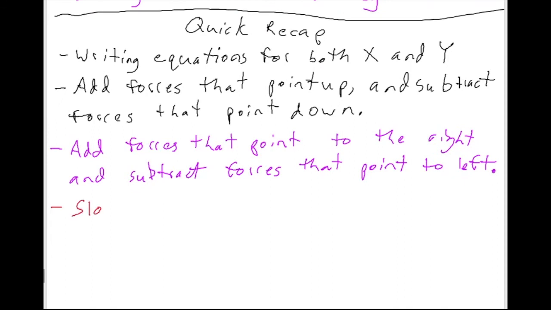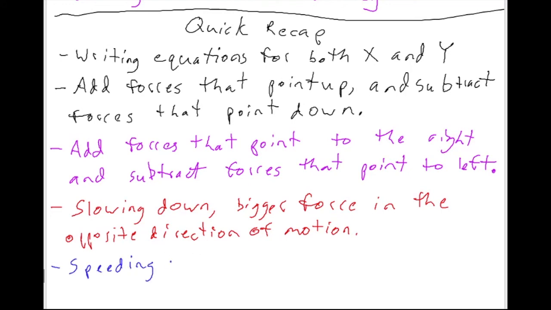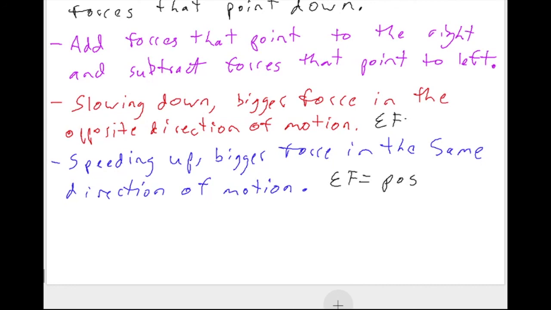The last important piece of information is that if an object is slowing down, it means that it is experiencing a bigger force in the opposite direction of motion. And then on the flip side, when an object is speeding up, it is experiencing a bigger force in the same direction of motion. Basically, what we're saying here is that speeding up will result in a net force that is positive, and slowing down results in a net force that is negative.